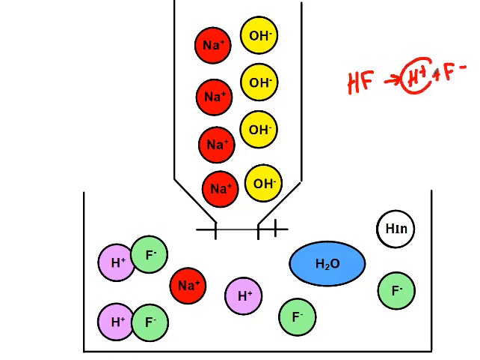When you remove a product, the reaction shifts to regain that product because our Q becomes too small, so the reaction has to shift right to produce more of that product. That's why more of the HF is going to break apart.